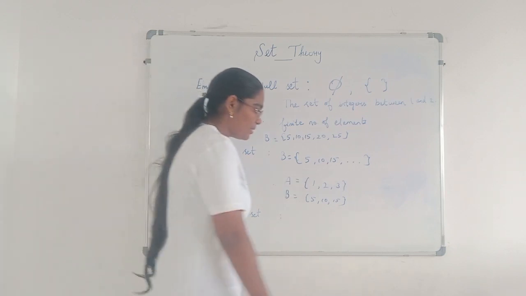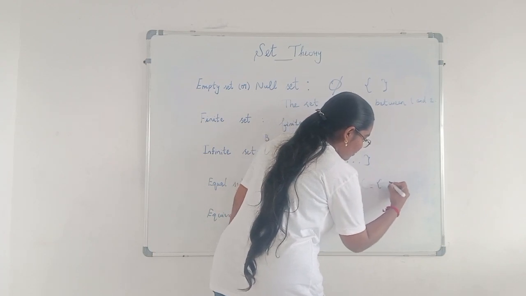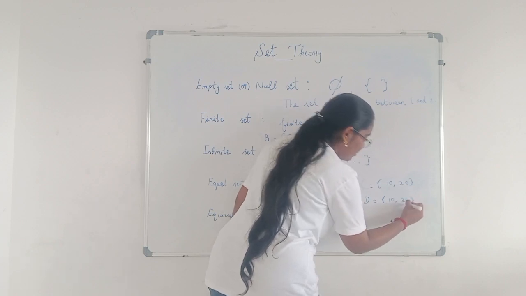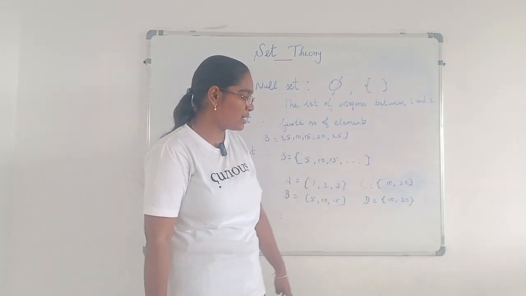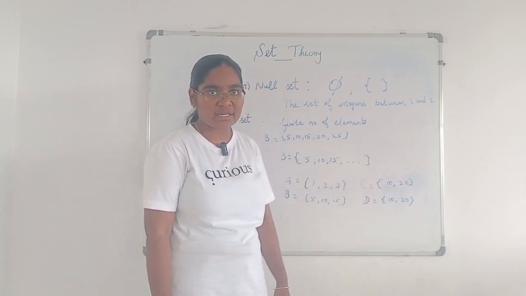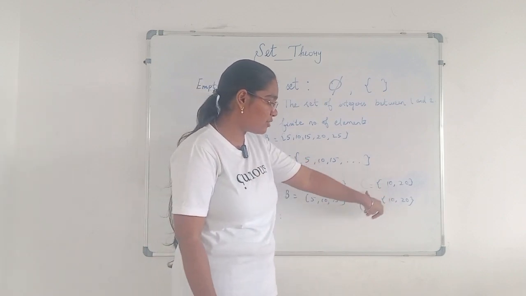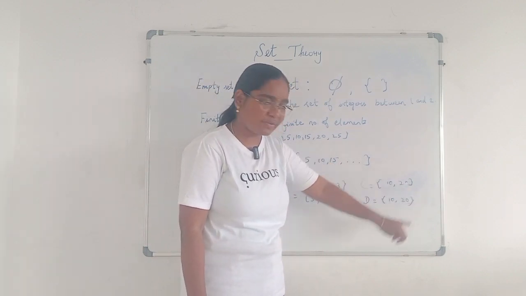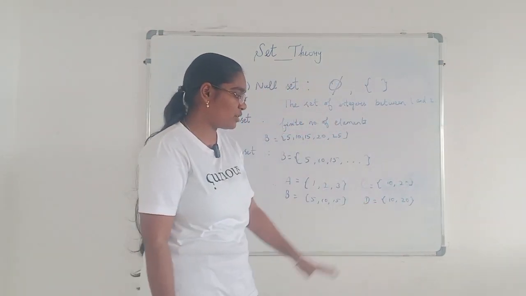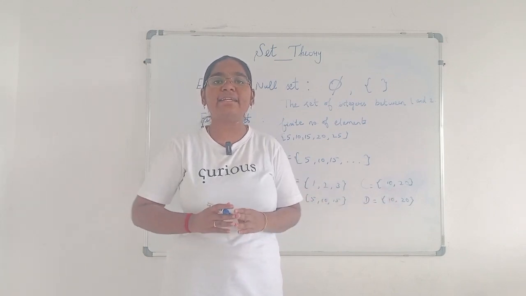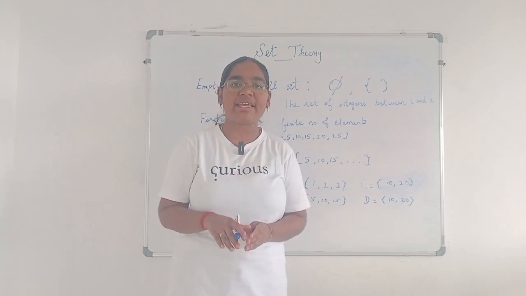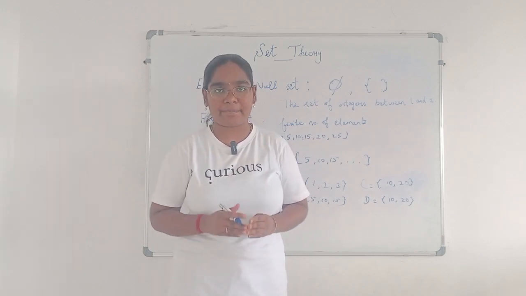Now, consider another example. C equal to 10, 20, D equal to 10, 20. In these two sets, the number of elements are same. Here 2 elements, here 2 elements. For C the elements are 10, 20 and for D the elements are 10, 20. So, these two sets C and D are equal set. Equal set means the number of elements and the elements itself should be same.